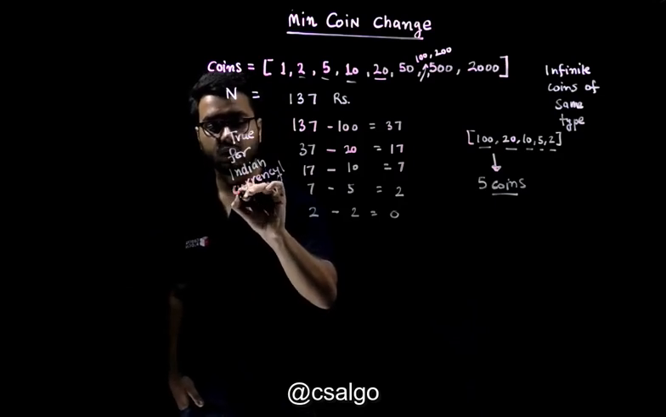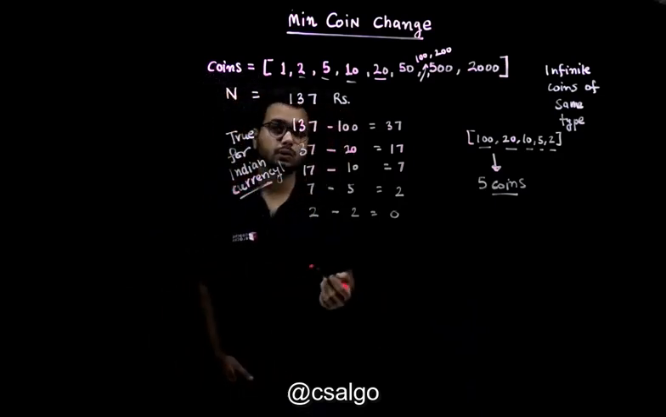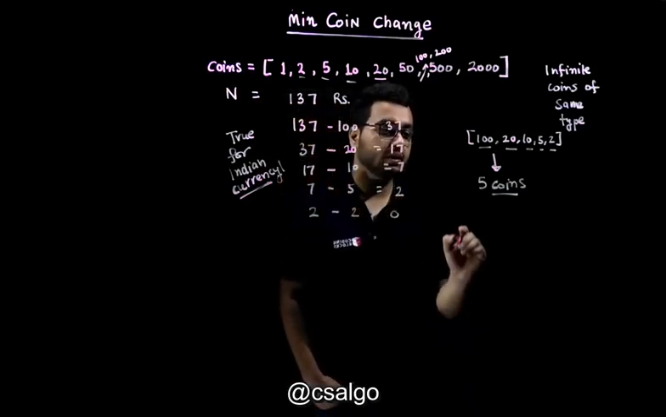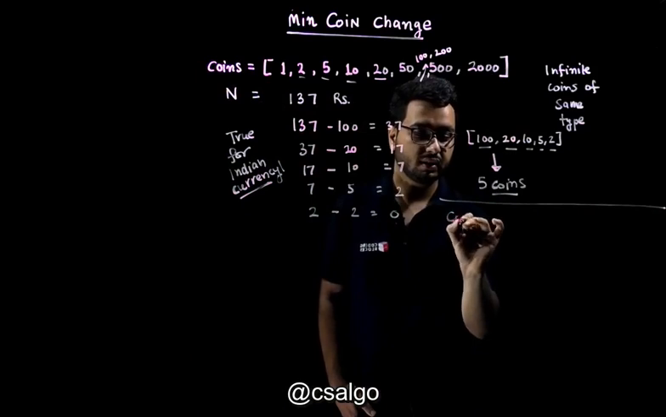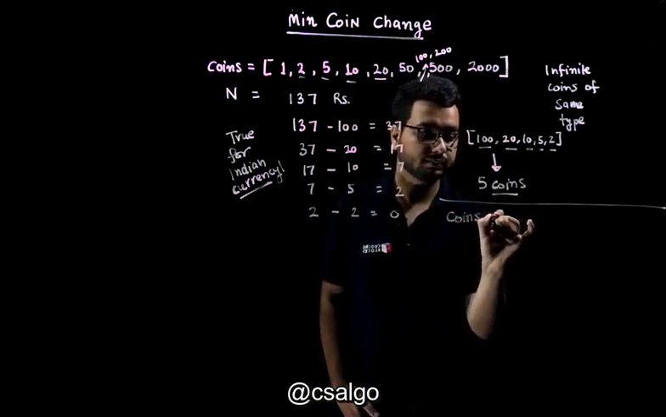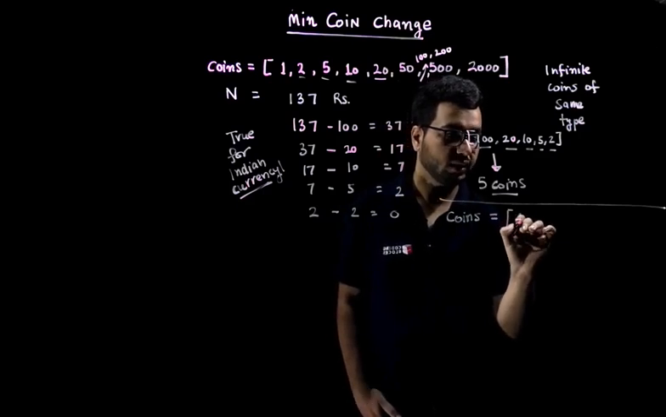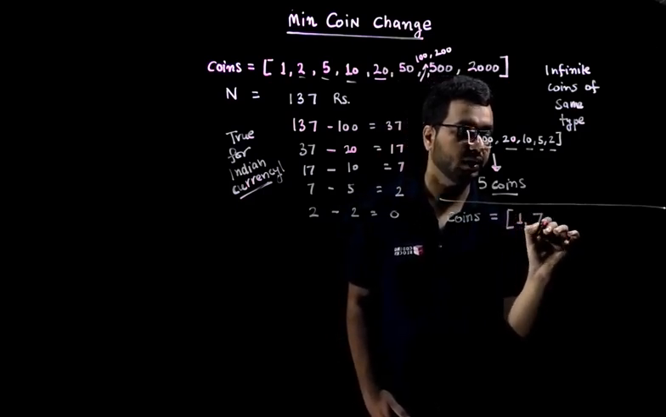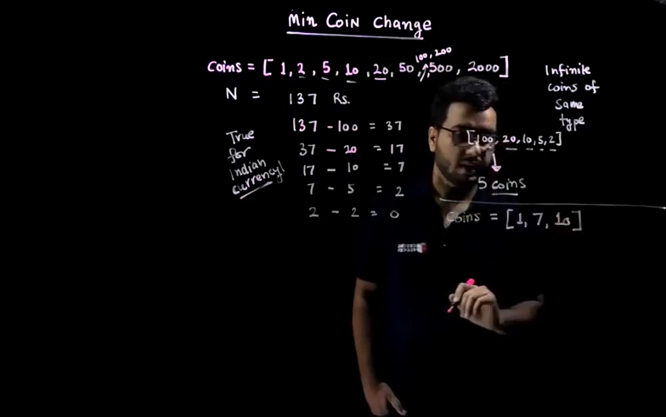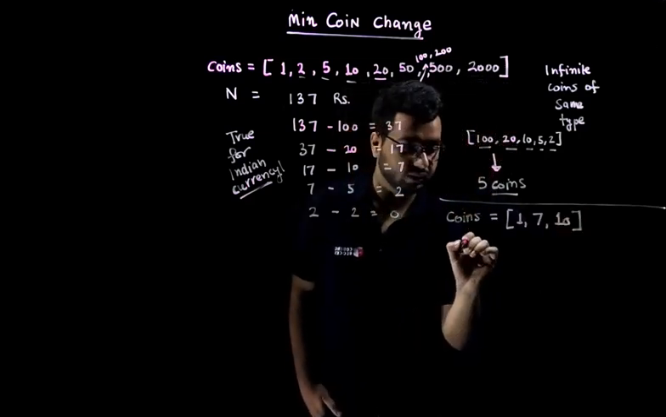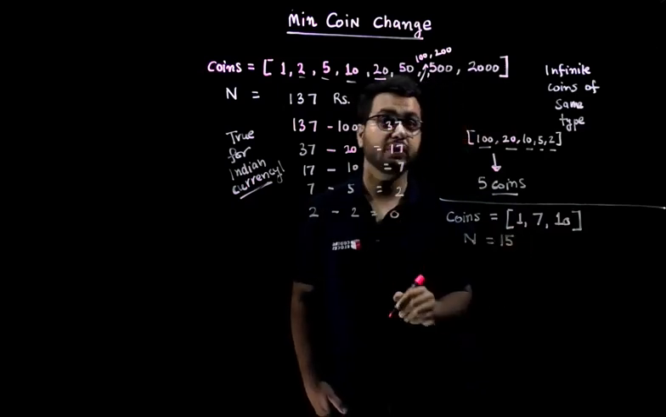So let me give you one counter case, and let's say you are going to some other country where the coins are available in a different denomination. Let's say the coins are like this. You have, let's say, a coin of 1 rupee, a coin of 7 rupee, and a coin of 10 rupee, right? And let's say I want to make 15 rupees as the change. I want to make 15 rupees, right?